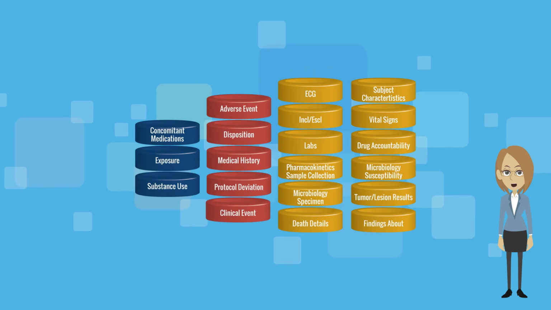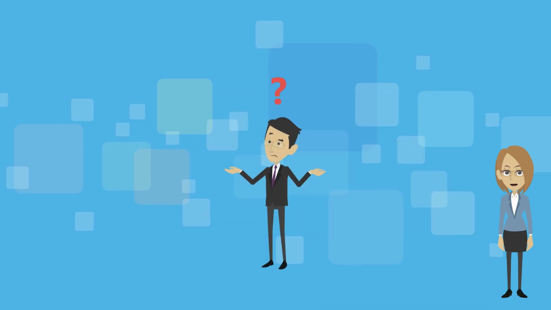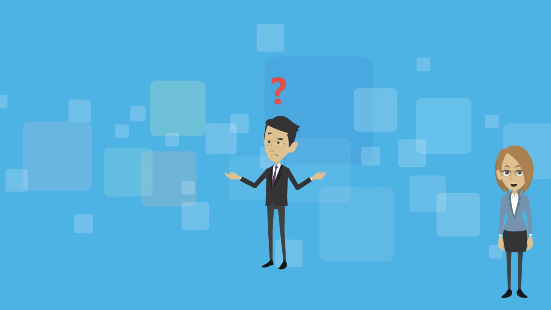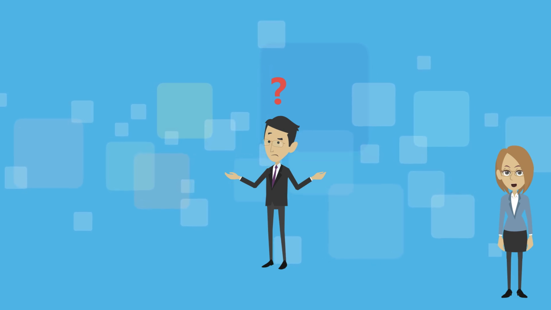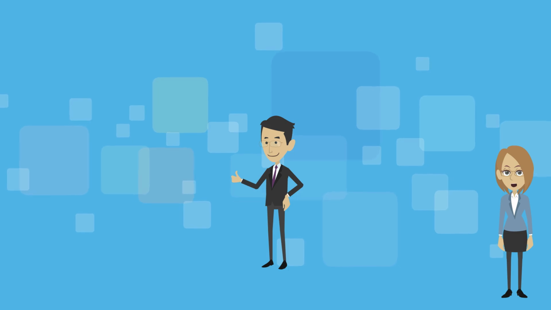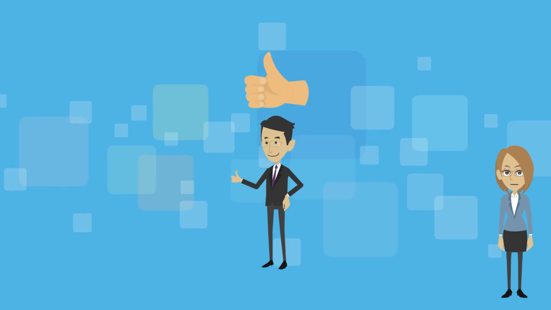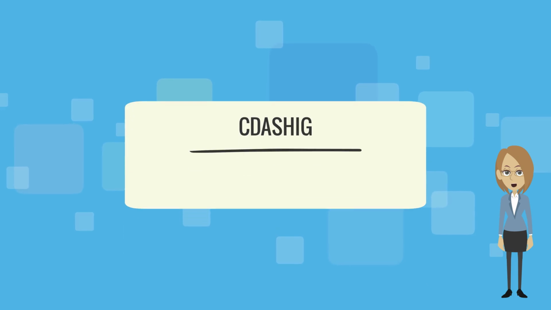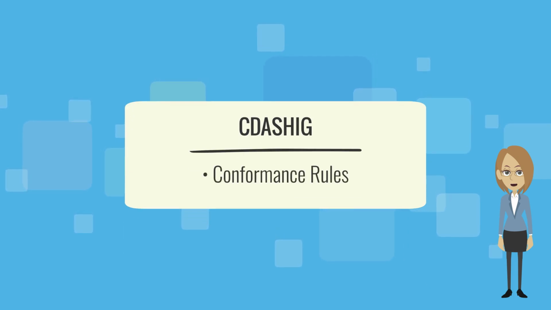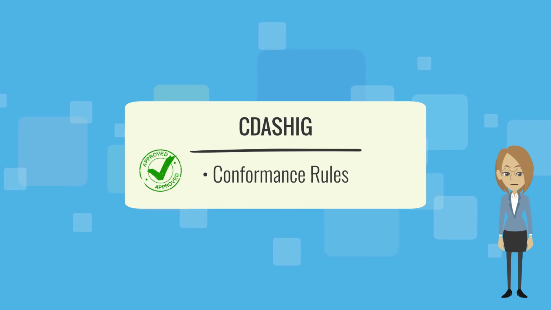There are many domains defined in the IG, but many studies will need other data that is not yet part of the IG. For these cases, the IG contains a section on how to create new CDASH conformant variables and domains. Finally, there is a section that discusses conformance rules, explaining how to determine whether an implementation is CDASH conformant.